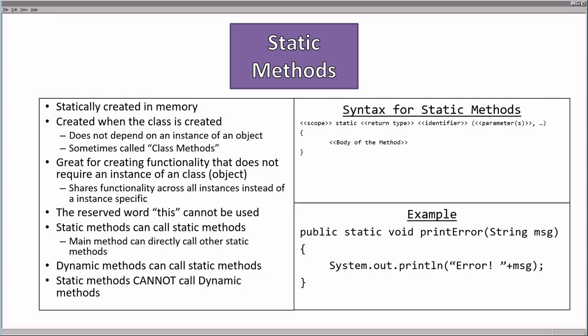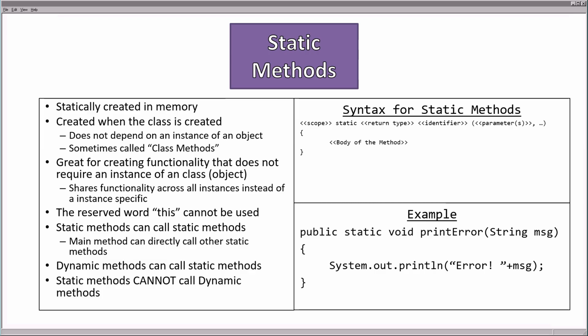Now, the other part that we haven't mentioned yet is methods can be static. Now, these are unlike dynamically created methods because these are created once in memory only. These do not require an instance of an object in order to be called. This is why sometimes they are called class methods. This is an excellent technique in order to create functionality that does not depend on the instance of a class called an object. And in essence, this shares functionality across not just one instance, but across every instance of this class.